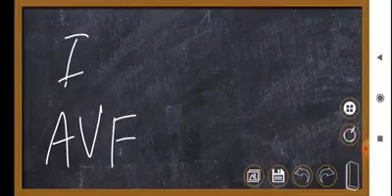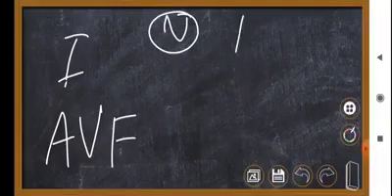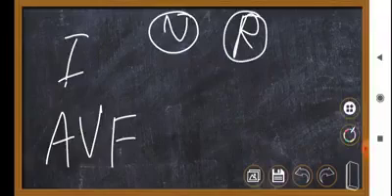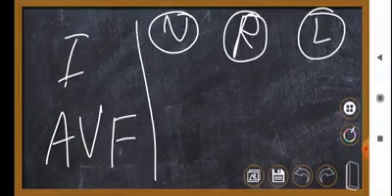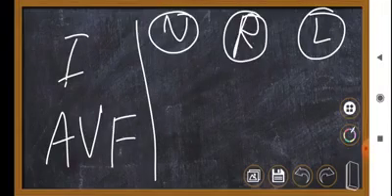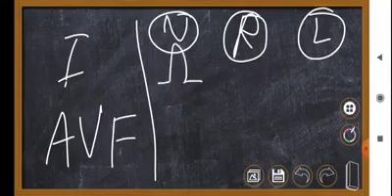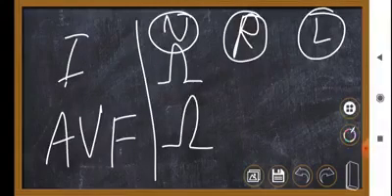So if I draw a table putting lead 1 here and lead AVF here, we have to look at the direction of QRS complexes of these leads. So a normal will be here, right axis deviation will be drawn here, and left axis deviation will be drawn here. So in case of a normal axis, the direction of QRS complex in lead 1 will be upward. Similarly, it will be upward in lead AVF.